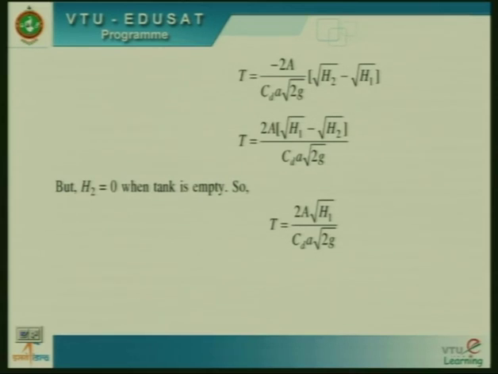So, knowing the area of the tank, the area of the orifice, the coefficient of discharge of the orifice, and also the value of h1. What is the value of h1? h1 is, before opening the orifice, the depth of water in the tank. If you know these 3 or 4 variables, capital A, small a, Cd and h1, you can easily determine the time taken by the orifice to empty the tank. Okay? This is about the time of emptying a tank through an orifice.